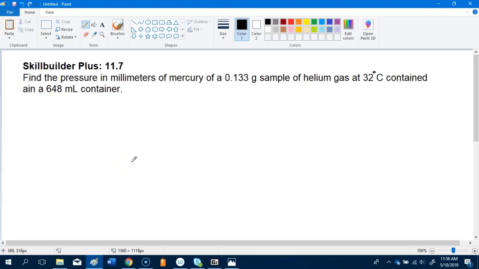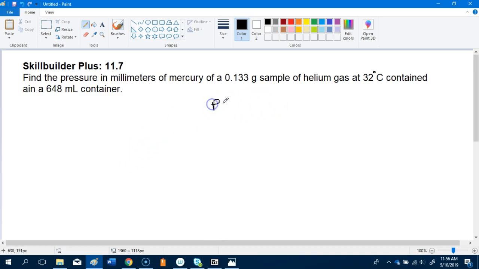Hi, in this video I'm going to show you the work-through for the solution to Skill Builder Plus 11.7. In this skill builder we're looking at using the ideal gas law, but we're going to have to do some unit conversions first because the units aren't in their proper units.